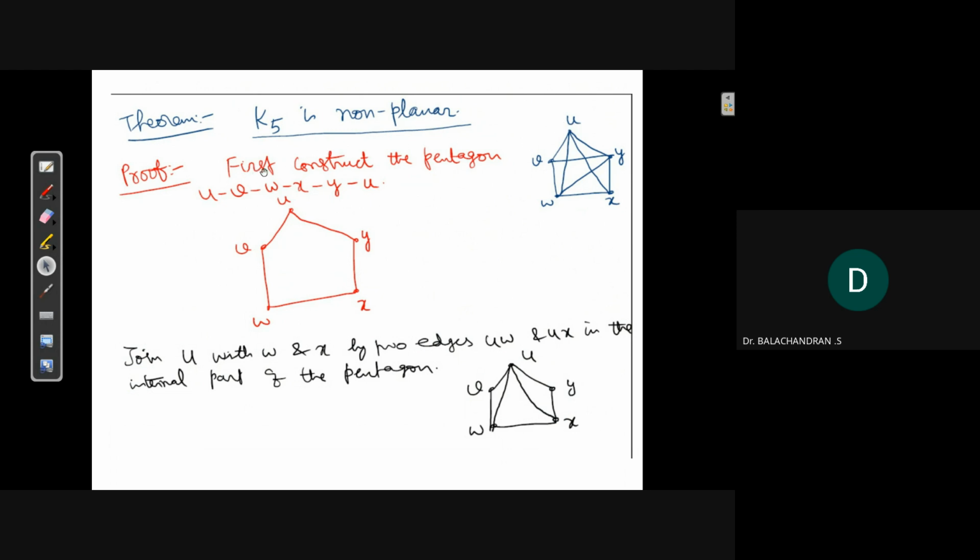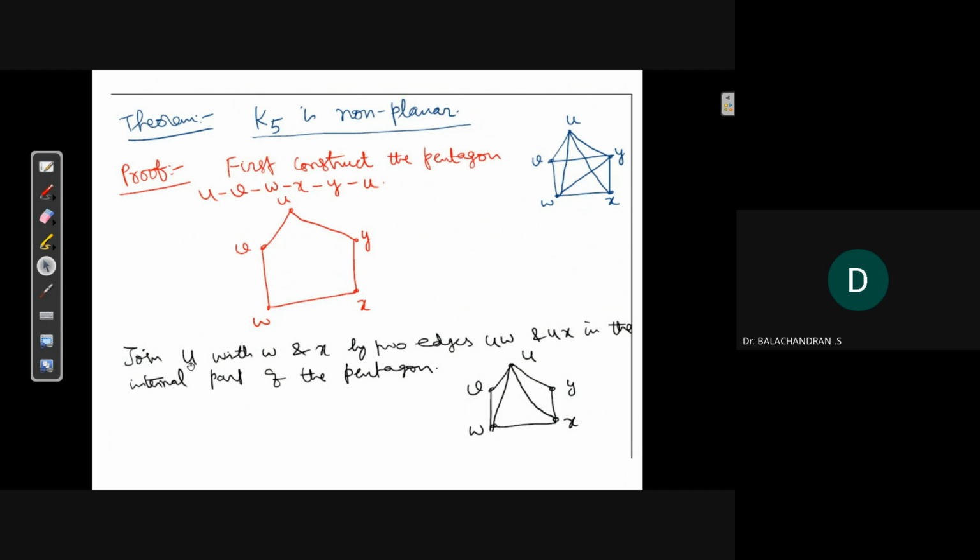So first, construct the pentagon. Pentagon means U, V, W, X, Y, U. So this is the pentagon. Okay, so first step: U, V, W, X, Y, U. This is the first step.